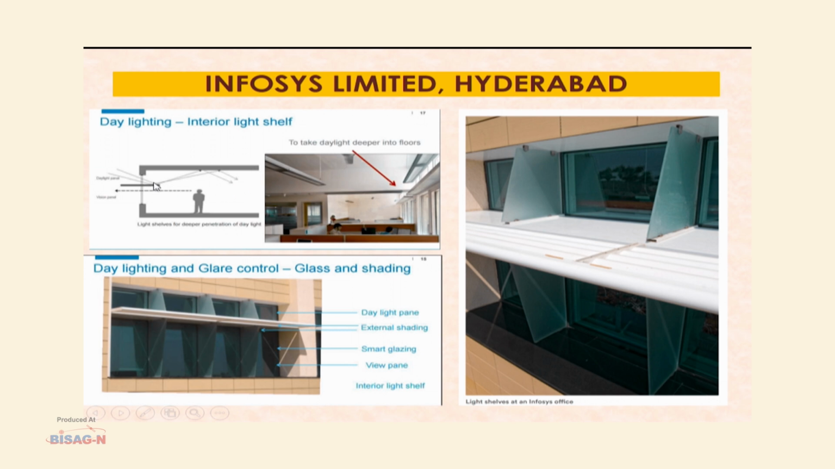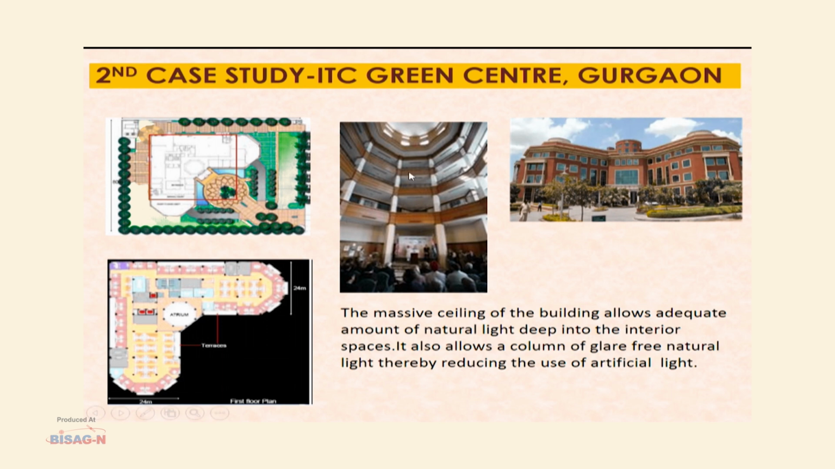How? This surface, which is painted white, reflects the light that is received through the ventilators and it is reflected into the interiors of the building. Not only that, the glasses that are used are also smart glazing in this, which is a DGU glass. Second is the study of ITC Green Center, Gurgaon.